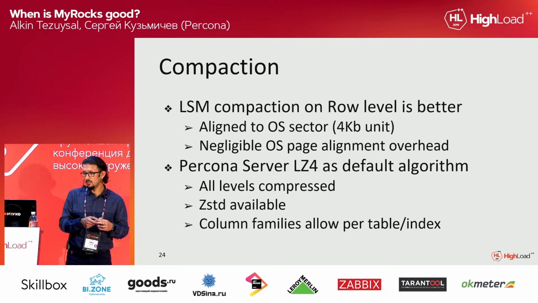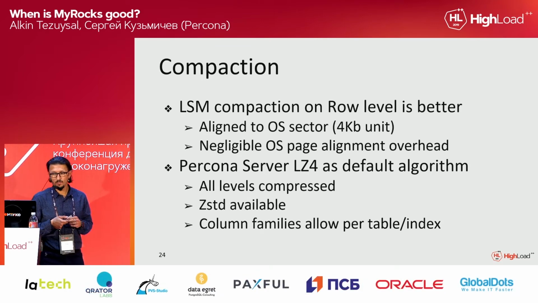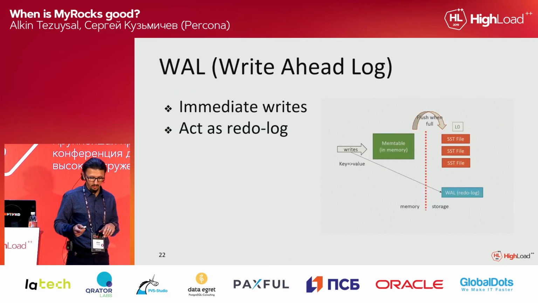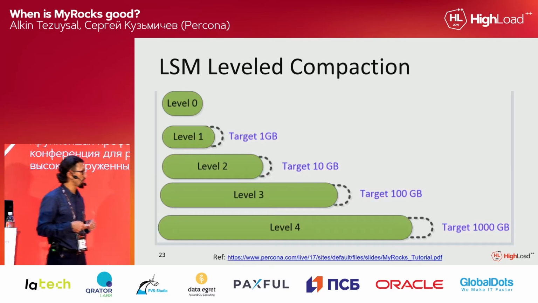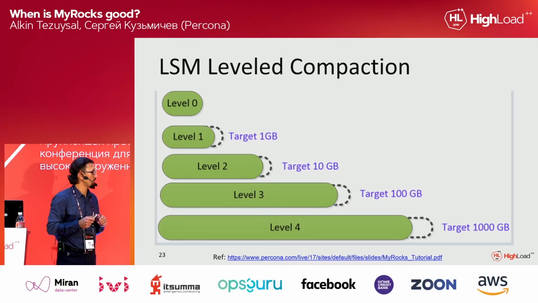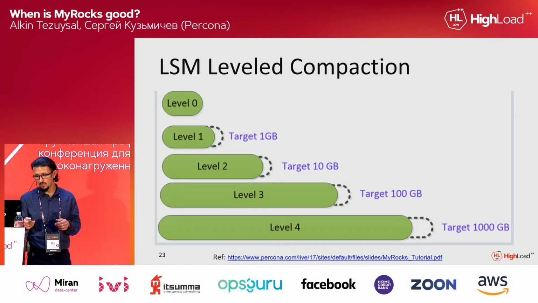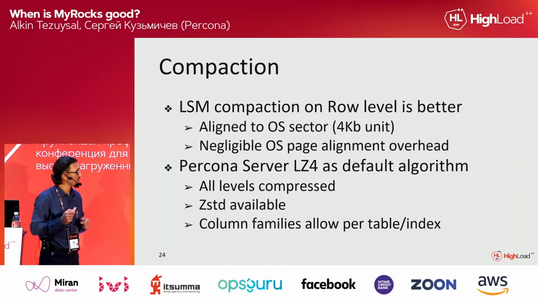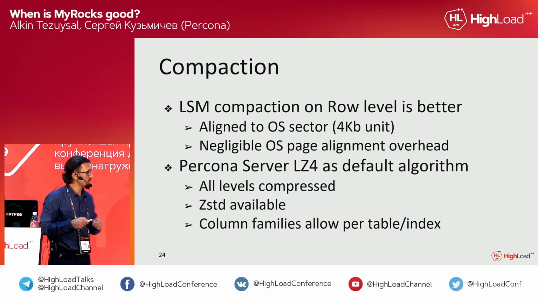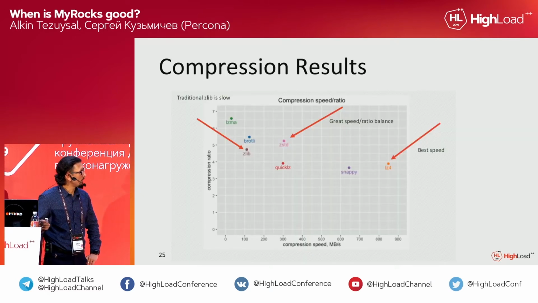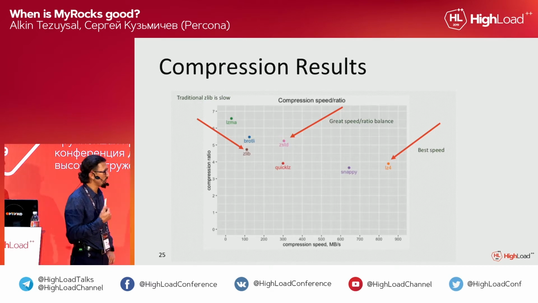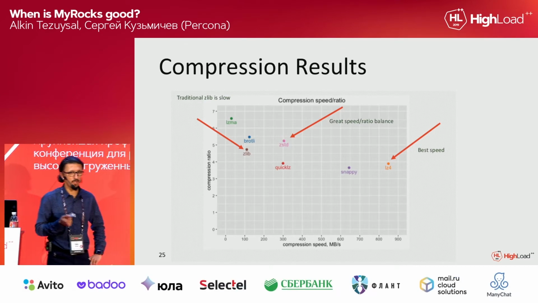We are going to talk about the compression. The default algorithm is LZ4, and if you look at the levels over here, every level is compressed. So it's not only that you have level 1 up to 1 GB compacted, you also have the other levels compacted, and then you can configure it by column family. And so the column family helps us to manage the compaction. And then the compression results: Vadim also did some tests around what we should be using in Percona Server for MyRocks compaction.